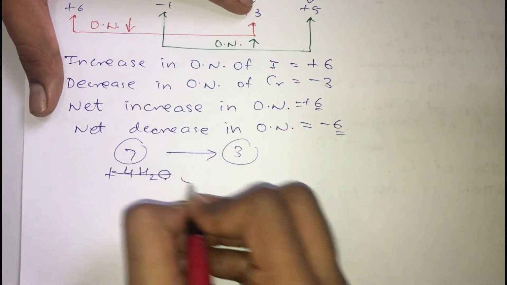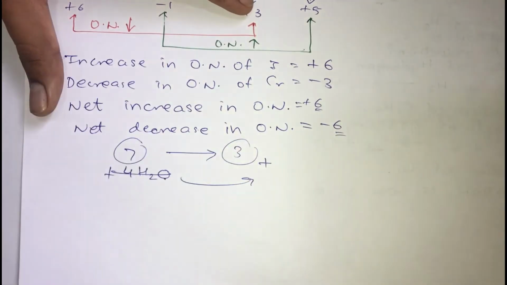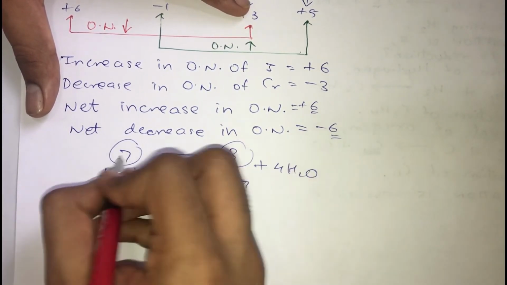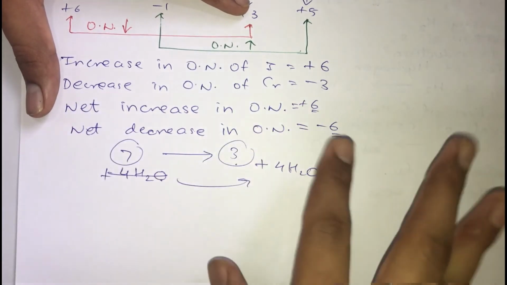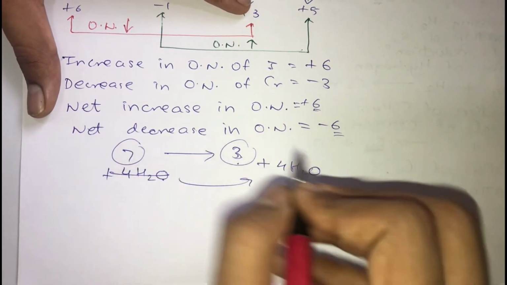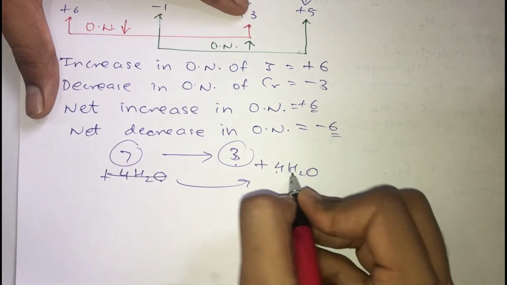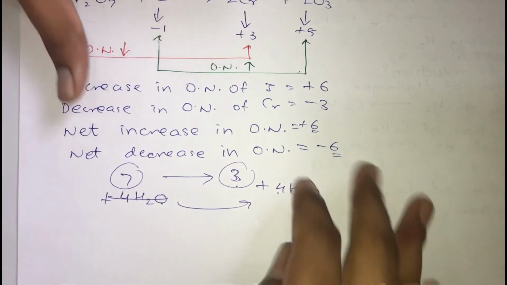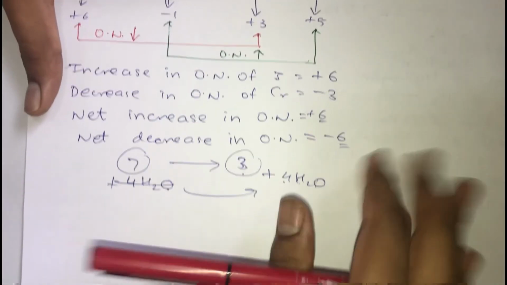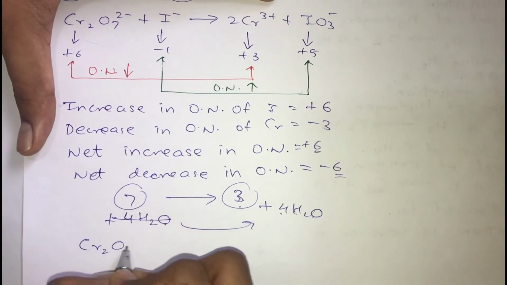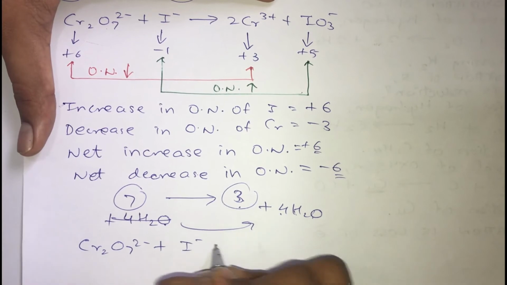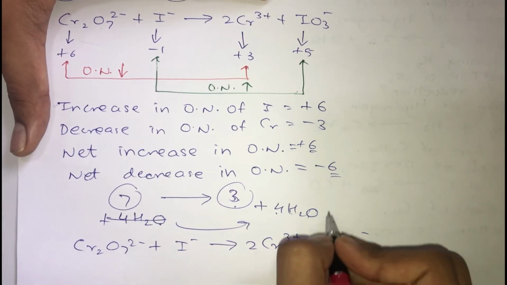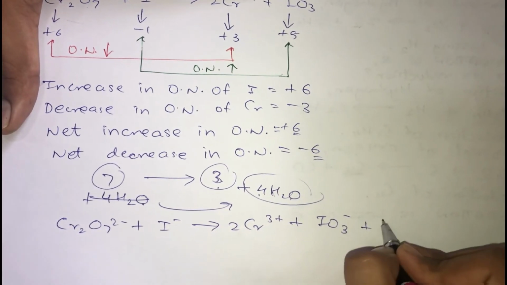Sorry, my bad guys. Here you need to add 4 oxygen atoms so that it becomes equal to 7. Don't add it over here. You want to make these 3 equal to 7, so you need to add plus 4 oxygen atoms on the right hand side. I hope guys you understood my mistake. Then adding this on the right hand side, the new equation that we get is Cr2O7 2- plus I- will give 2Cr3+, IO3- plus this 4 H2O molecules.